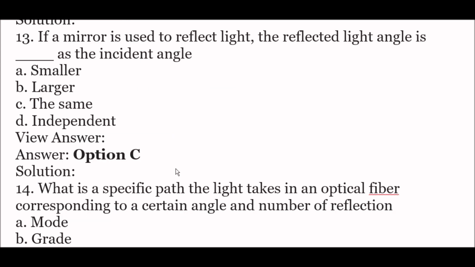Next question. If a mirror is used to reflect light, the reflected light angle is blank as the incident angle. Option A, smaller. Option B, larger. Option C, the same. Option D, independent. Right answer is option C, the same. Okay. If a mirror is used to reflect light, the reflected light angle is the same as the incident angle.